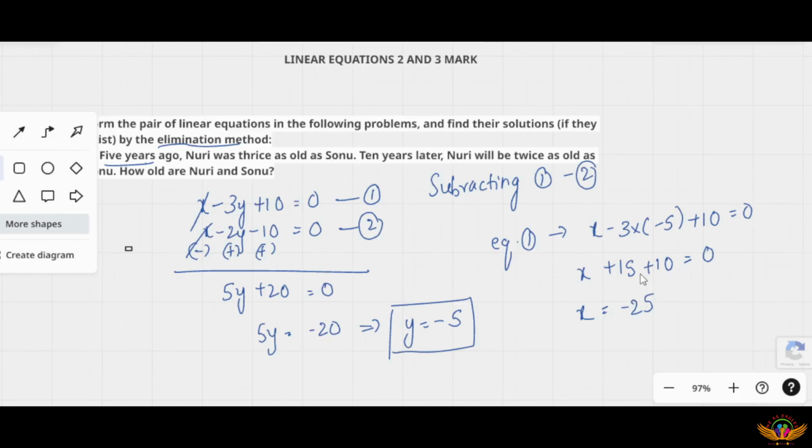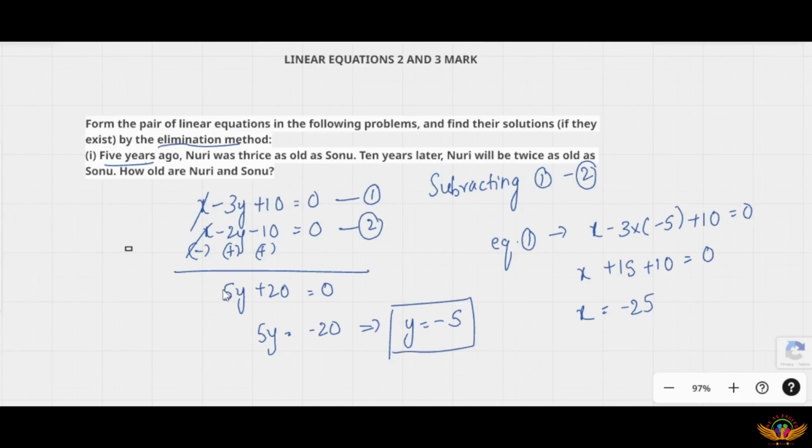Is it possible to get an age in minus? No, ages will always be positive. So somewhere I have made a mistake here. Whenever you're getting a minus sign, something went wrong here, so you have to rectify it. Let us check our equation. See, here when I was subtracting 1 minus 2, x minus x cancel, but here it is minus 3y plus 2y. But what did I do? I did plus 3y plus 2y and I wrote it down here as 5y. So this is wrong here.